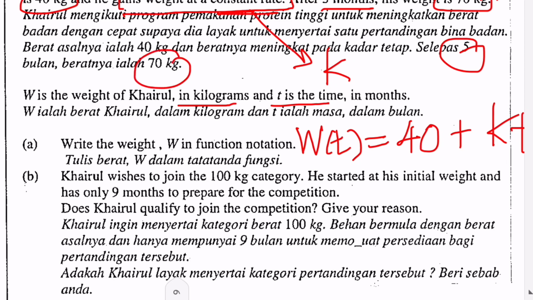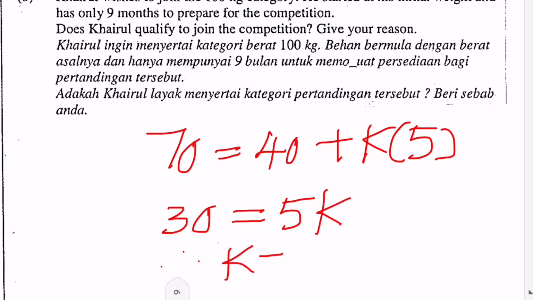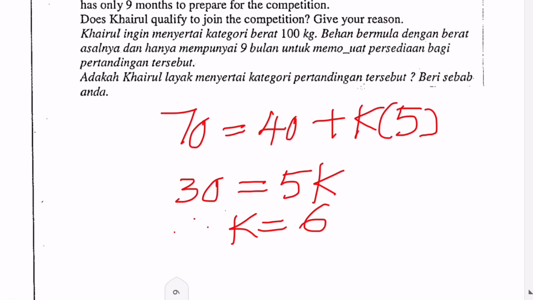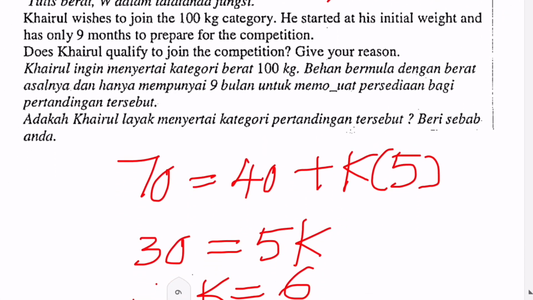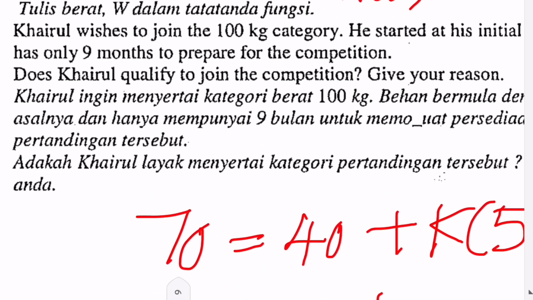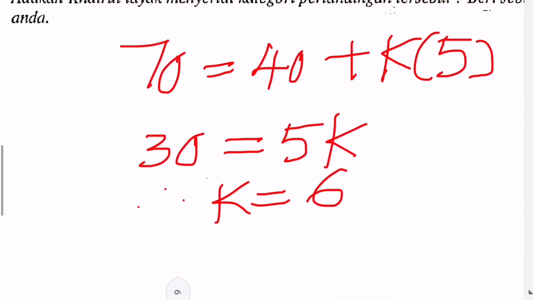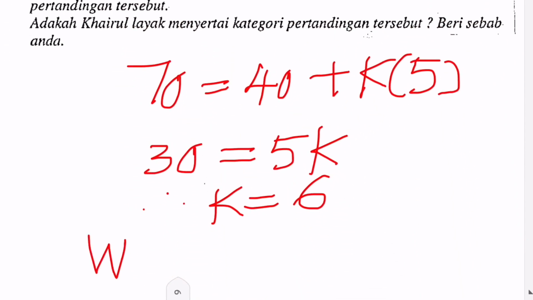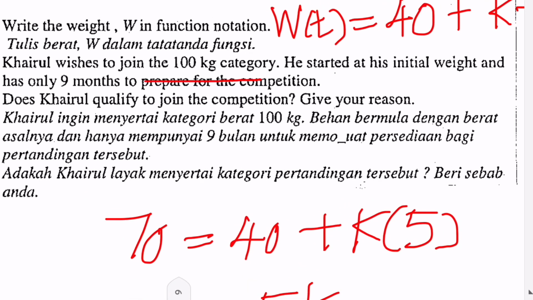K is a constant. You are given that after 5 months, the weight is 70. So in this case, you can solve for the constant. We substitute 70 as the weight: 70 equals 40 plus 5K. Then 70 minus 40 is 30, equal to 5K. Then K is 30 divided by 5, so K is 6. Then you can write the function notation with the constant: W(T) equals 40 plus 6T. That is called function notation.